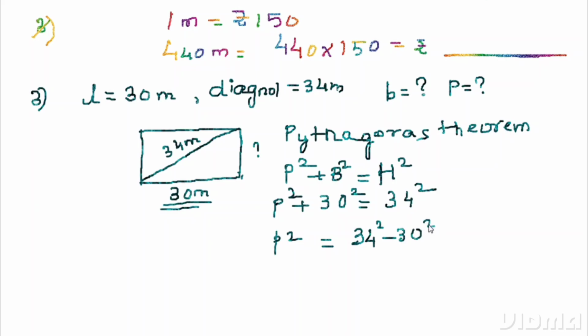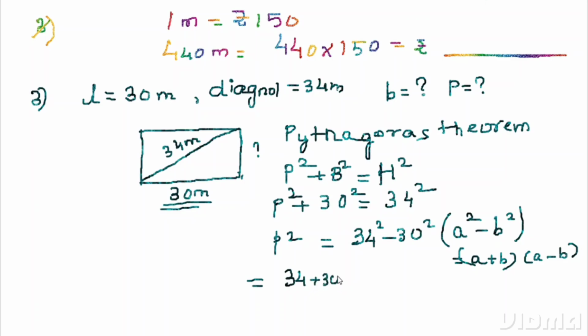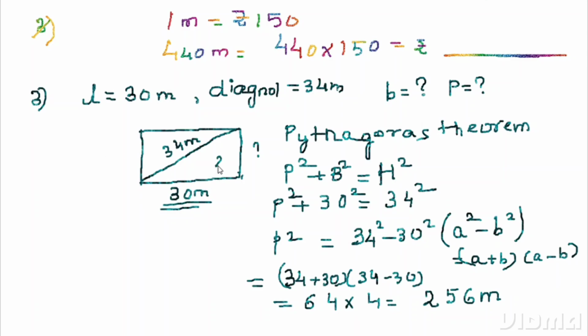So now instead of multiplying 34 into 34, what can I do? I know that this is of the form a square minus b square, so I can write this as a plus b and a minus b. So I can write this as 34 plus 30 and 34 minus 30. So 34 plus 30 gives me 64 into 4. That is equal to 256 meter. So I can say that my breadth is 256 meter.